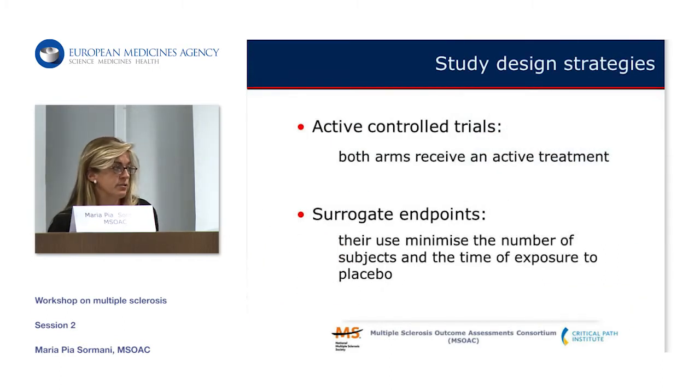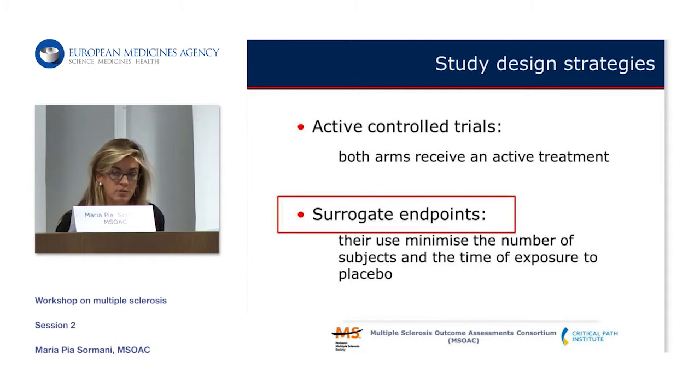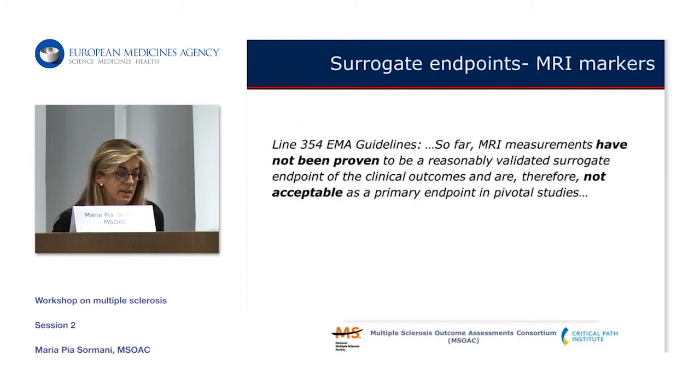From the study design point of view, as an alternative for minimizing or avoiding the use of placebo, we have basically two solutions. We can run active control trials in which both arms receive an active drug anyway, and I think the next speaker, Luca Massacesi, will address this topic more deeply. Or the second option is to use surrogate endpoints. The use of surrogate endpoints would allow us to minimize the number of subjects exposed to placebo and also the time of exposure. So I will focus on the possibility of using surrogate outcomes in MS clinical trials.